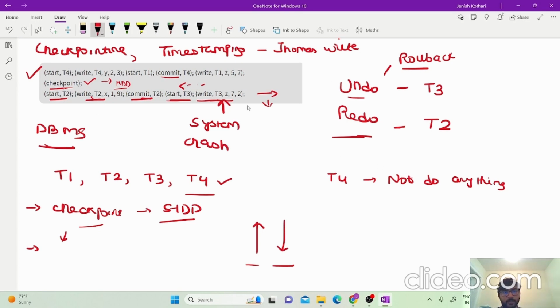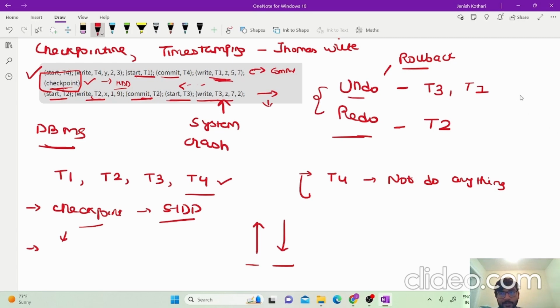We are remaining with T1. What do we need to do for T1? T1 had started and made some write operations, but it had not yet committed. Even though the checkpoint had occurred, since T1 had not yet committed, we need to undo all of its operations. If it had committed before the checkpoint, we would have included it in the other list. But since it has not yet committed, we have to undo all of these operations.